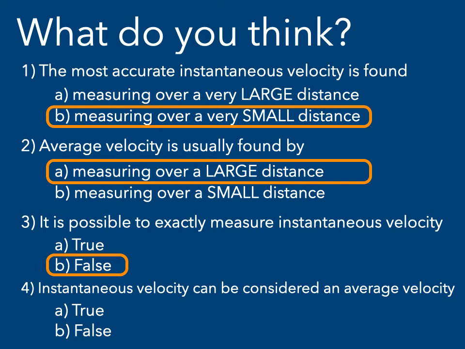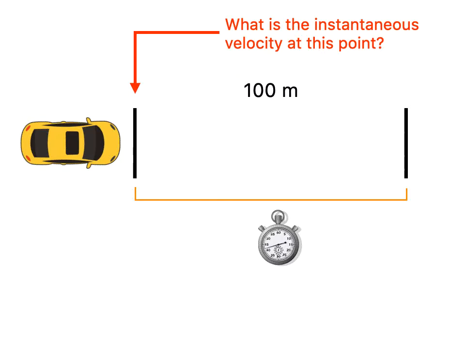Instantaneous velocity can be considered an average velocity, true or false. That is actually true. It may not seem like it, like average and instantaneous seem like different things, but to find any velocity, it's still going to be a distance over a time. So an average velocity usually measures over a large span, whereas for instantaneous it's more advantageous to measure over a shorter distance. Let's take a look at this.